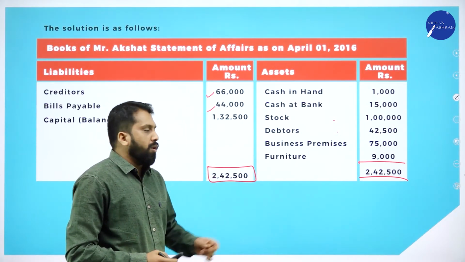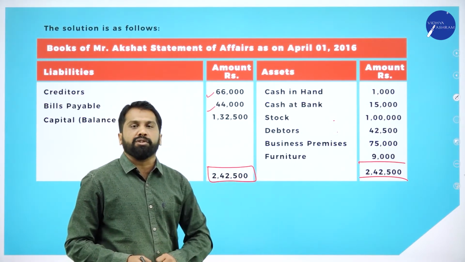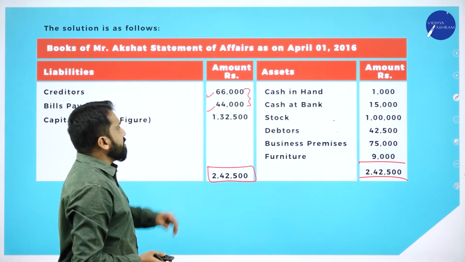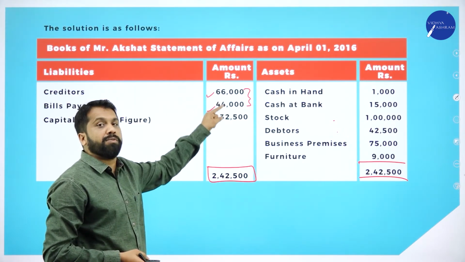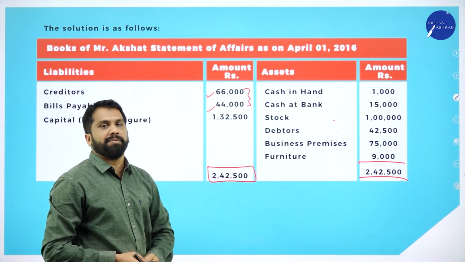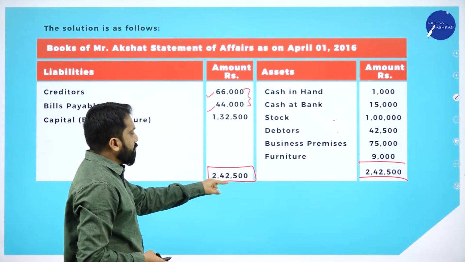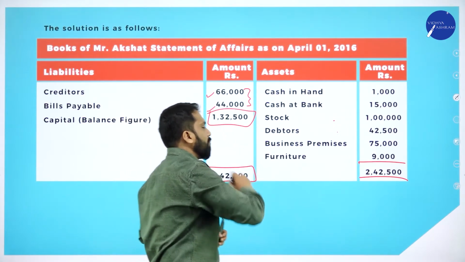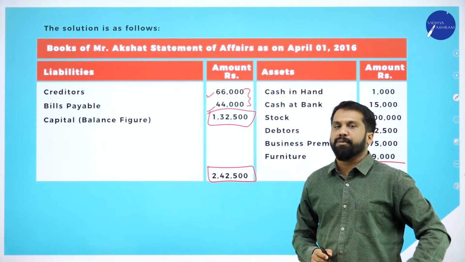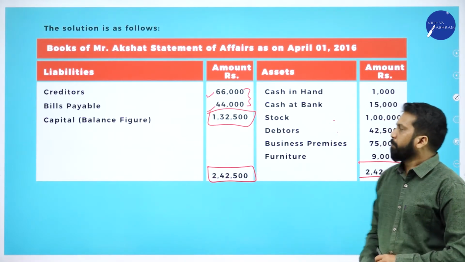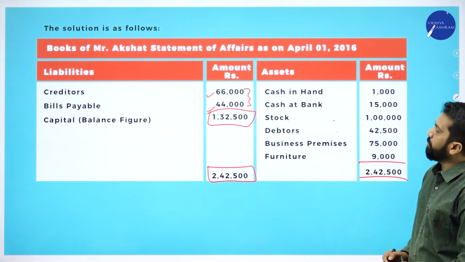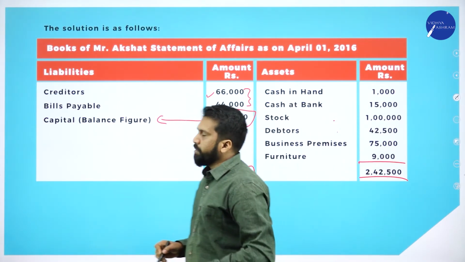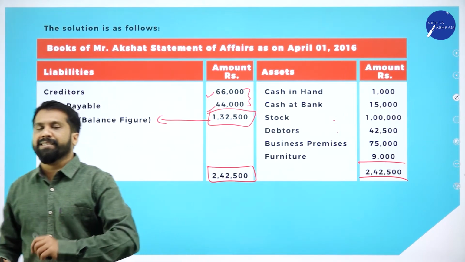2,42,500. Now, once it is done, what you should do? You have to minus these two. 66,000 plus 44, how much will you get? 1,10,000 you will get. From 2,42,500 minus 1,10,000, your answer will be 1,32,500. Hope you're clear. Now, this 1,32,500 is nothing but your capital balancing figure.